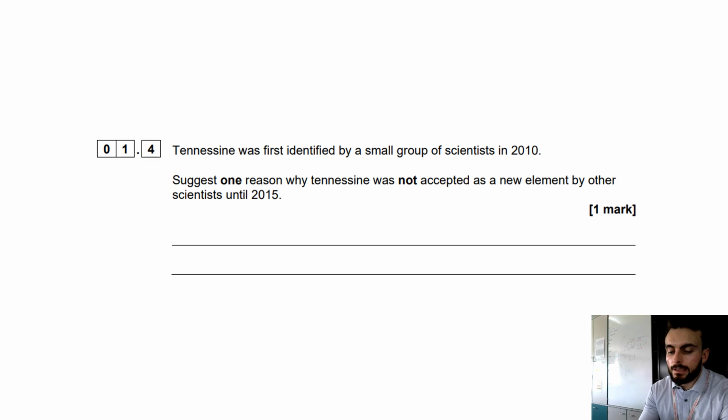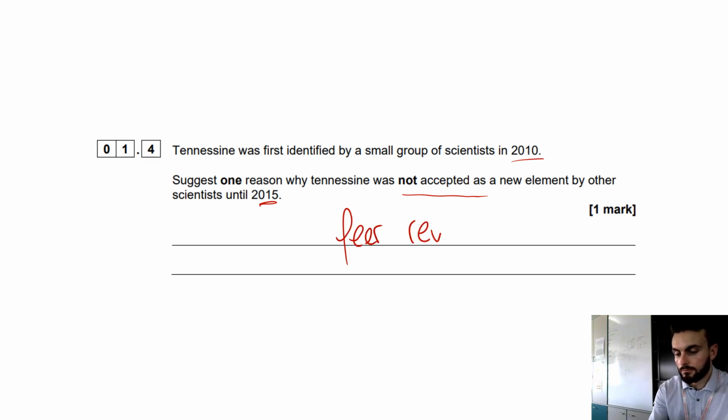Tennessine was first identified by a small group of scientists in 2010. Suggest one reason why it was not accepted as a new element by other scientists until 2015. Just like anything in science, just because one person did it one time doesn't necessarily mean that it's true. It needs to be confirmed and it needs to be tested by other scientists to prove that there were no mistakes, that they're not just lying and trying to claim credibility, etc. So it needed to be put under peer review.